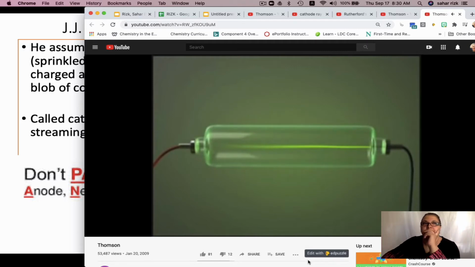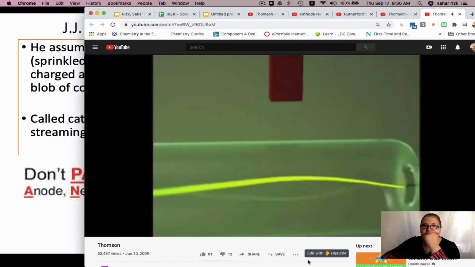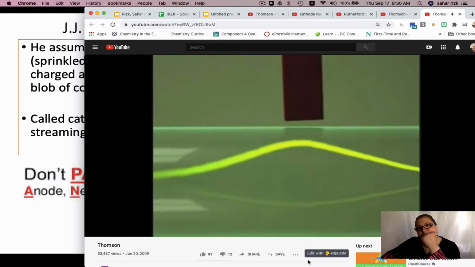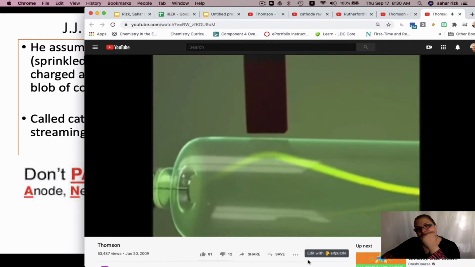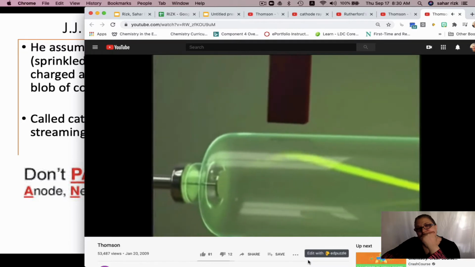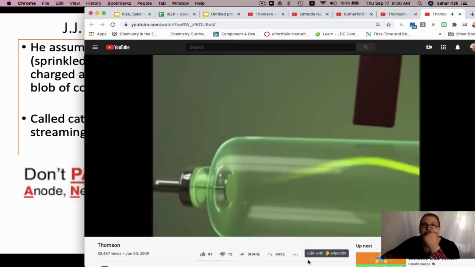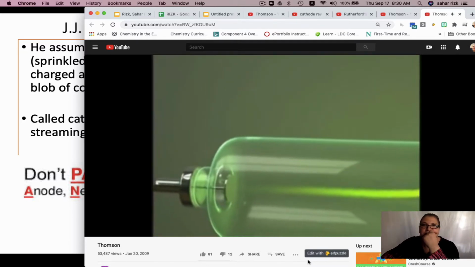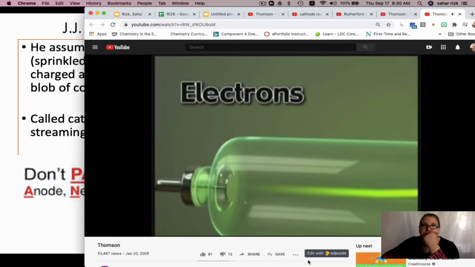You can see that light is given off. This light is created by rays traveling through the tube. Thomson observed that when a magnetic charge is introduced, the rays are deflected. Thomson reasoned that the rays were made up of negatively charged particles. Today, we call these negatively charged particles found in atoms electrons.